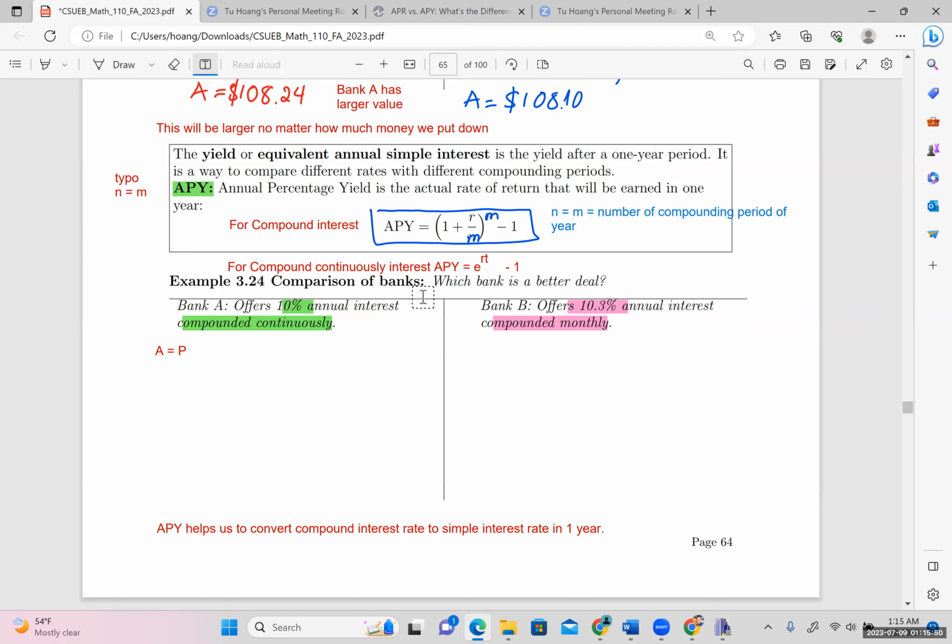All right, so as you see, we can apply this way to find the APY and then compare them for each bank in 1 year. Maybe I'm gonna say which bank is the better deal in 1 year. Okay, because we are just gonna compare in 1 year.